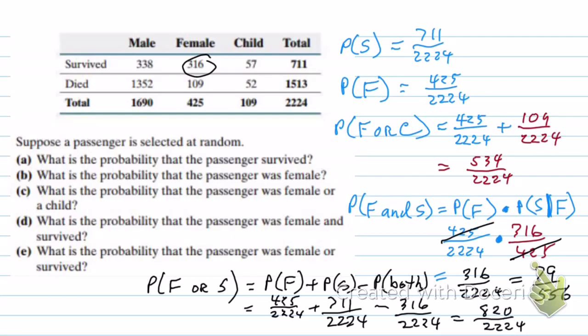So 820 over 2224, reducible? Yeah, they're both even numbers, so I know I can reduce it at least some. And that's how you answer those. That table, you just got to know how to use the table. And they were nice enough to total these up for us.